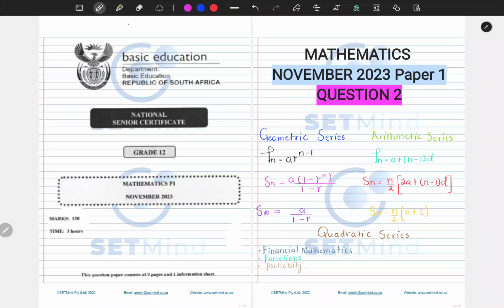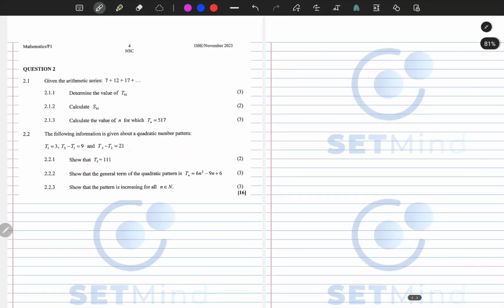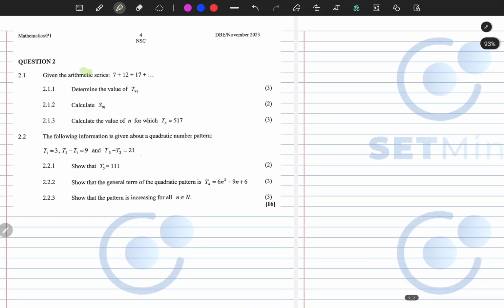In this session, we'll be looking at the November 2023 Mathematics Paper 1, more specifically question 2. Question 2 will be mostly based on the series, that is, our geometric series, arithmetic series, and quadratic series. In the case of this paper, our question 2 is based on the arithmetic series, and then the other part will be based on the quadratic series or a quadratic number pattern. So let us dive into question 2.1 and see what we are expected to do.